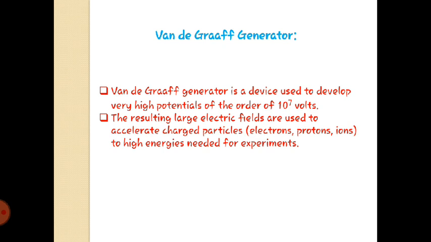In research labs and for experiments, we need to accelerate charged particles. But how can we accelerate charged particles? This can be done by a tremendously large electric field, and this can be obtained by the Van de Graaff generator. It is mainly used for nuclear physics, for various experiments, and also for radioactive elements. So let us see the principle of the Van de Graaff generator.